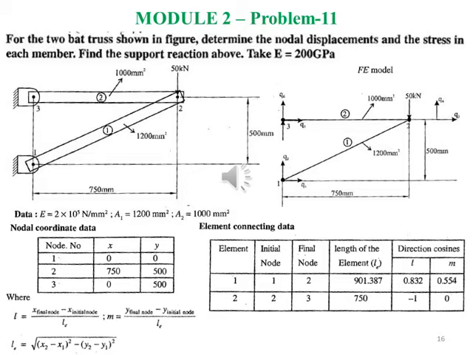So next, writing down the nodal coordinate data. We have node 1, node 2 and node 3. The x and y coordinates of node 1 will be 0 and 0. For node 2, the x coordinate is 750 mm and the y coordinate is 500 mm. For node 3, the x coordinate is 0 and the y coordinate is 500 mm. So the nodal coordinates have also been written down.